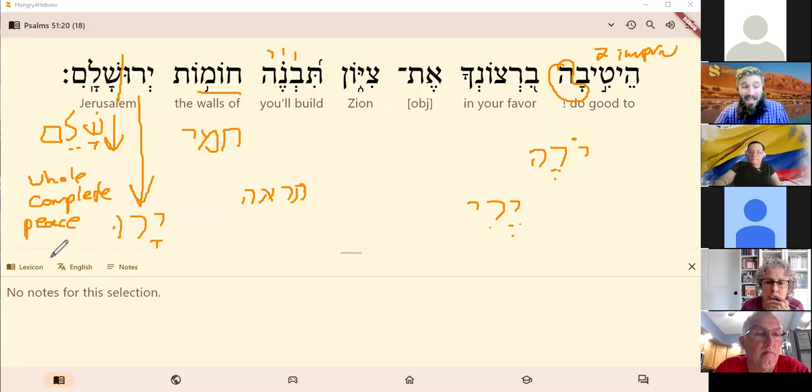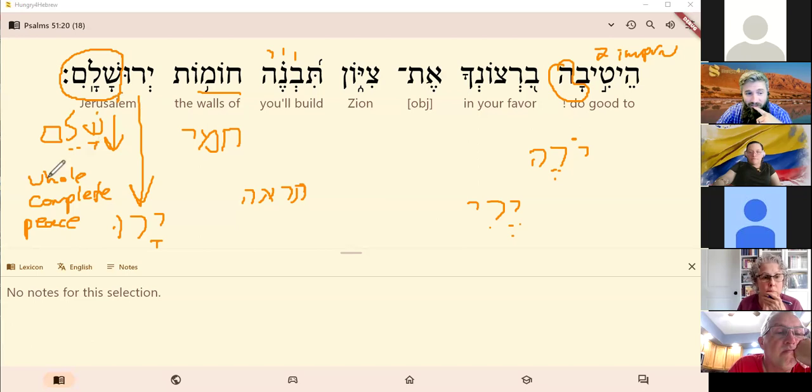Anyway, so I hate to mention this, but I have to. Jerusalem was originally a Jebusite city. And they were not interested in peace and completeness and wholeness, as it were. Who then was Shalem?